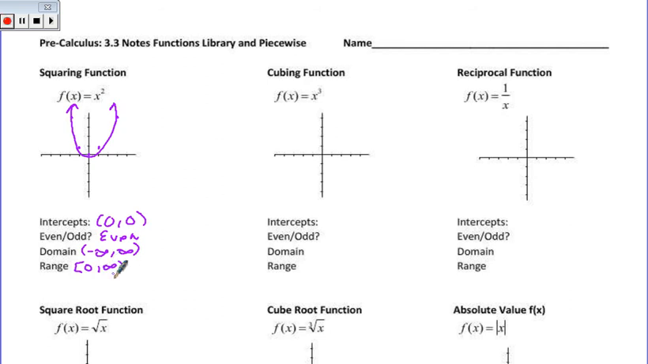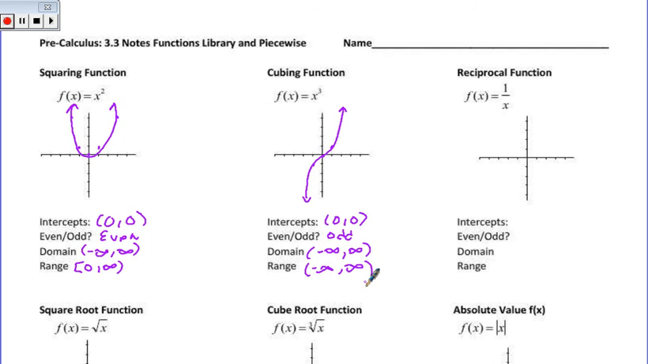Your basic cube function looks like this here. Again, its intercept is at 0, 0. This is considered an odd function because it is symmetric to the origin, up 1, over 1, over 1, up 1. The domain is negative infinity to positive infinity, as is the range as well.